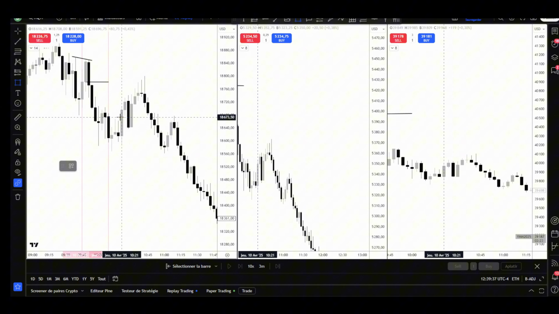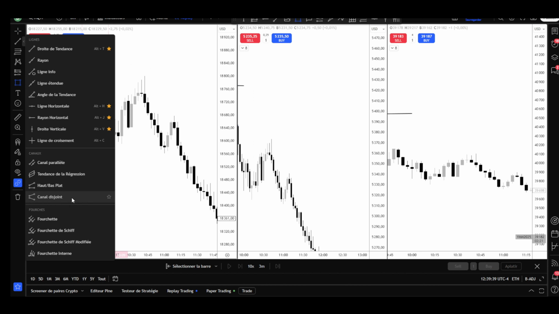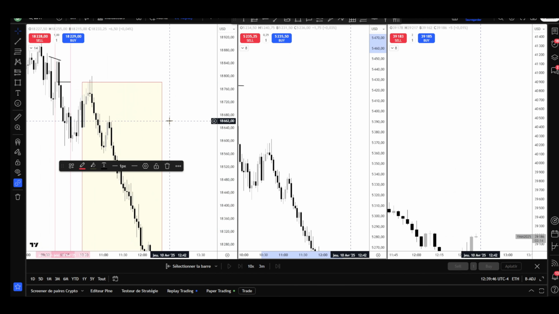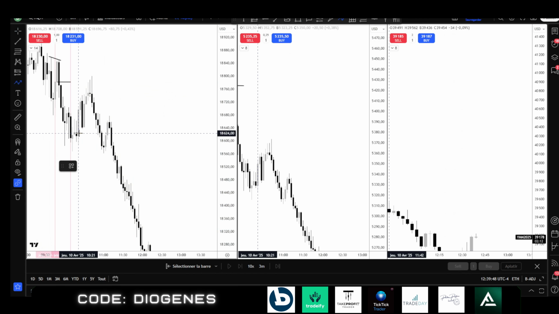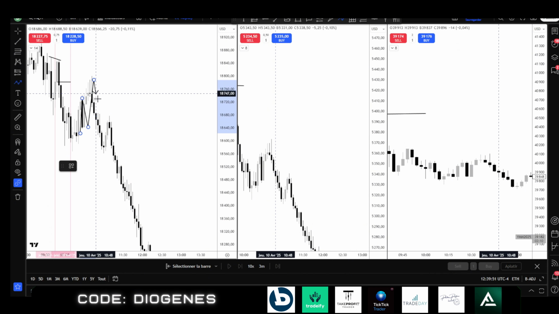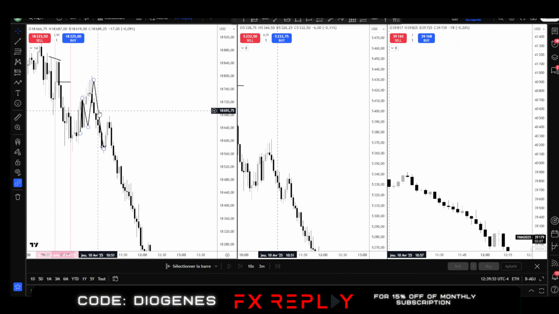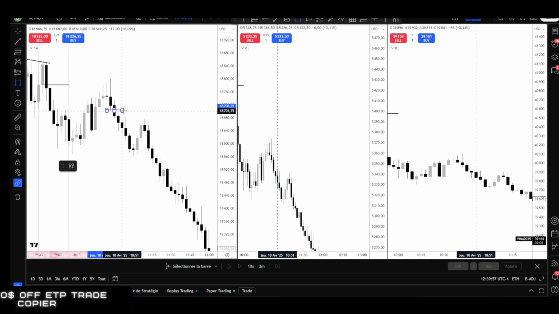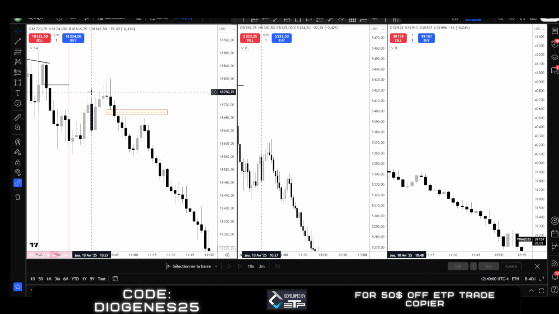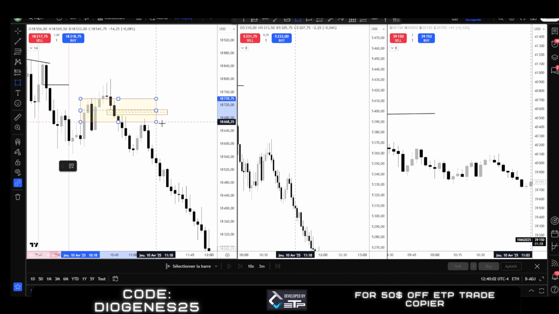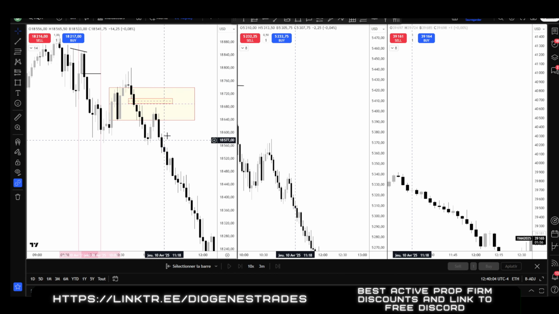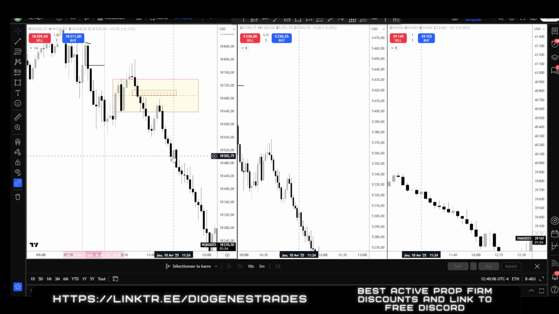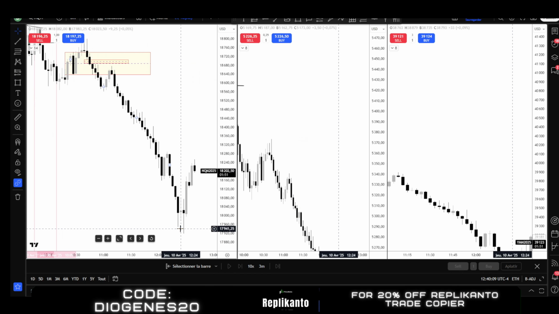So we had this beautiful breaker here. I was greedy, to be honest. I wanted this fill from this unicorn FVG inside this breaker, but they never tagged me in and they melted.